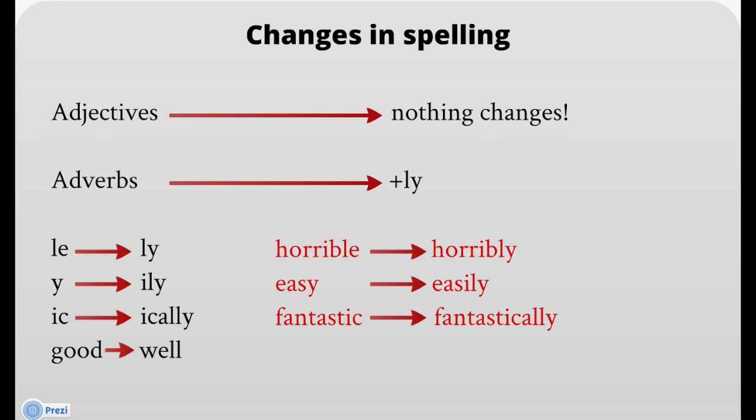If a word ends on ic, it becomes ically. Now, the problem with this is that you don't hear it in your pronunciation. So fantastic becomes fantastically, and you actually write fantastically. And then, of course, there's good, which turns into a different word entirely. It turns into well. So good is the adjective and well is the adverb.